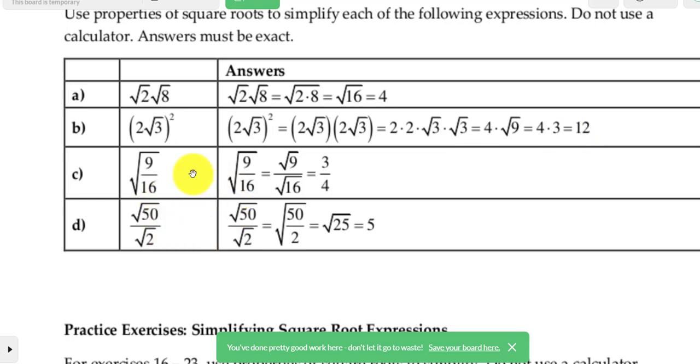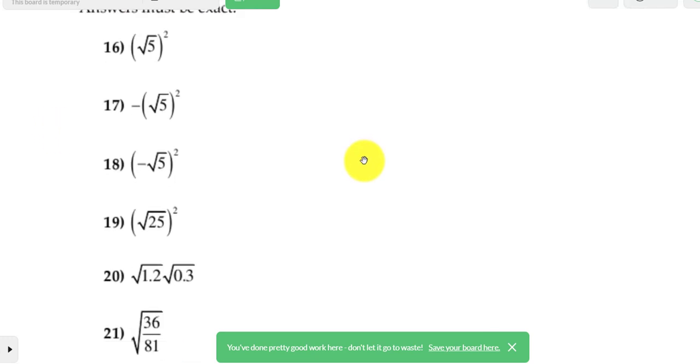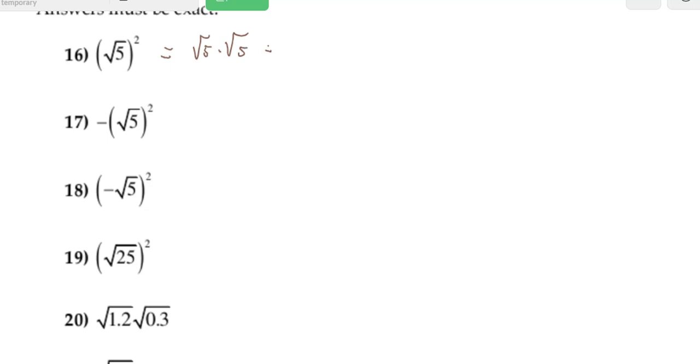So these are some good problems. Let's try some practice ones. Again, the answers to the practice exercises can be found in the back of your book. I'm going to try to just work my way through a few of these, right? So number 16, I am going to rewrite this as the square root of 5 times the square root of 5, which is the same as writing the square root of 25, which we know is 5, right? Because 5 times 5 is 25.